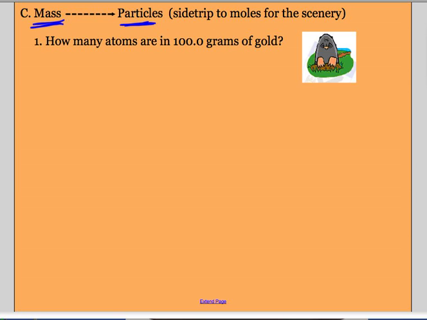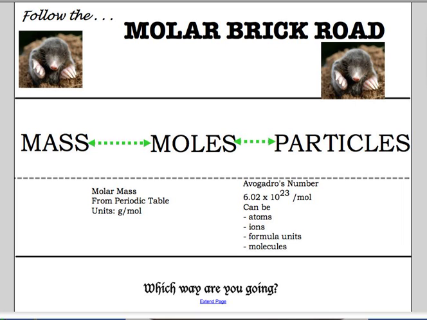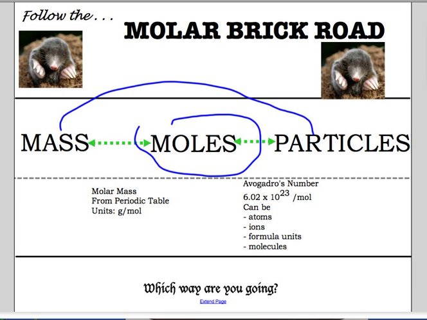So what we're going to have to do is go to moles. If you remember, I said that moles is the central thing here. There's no way to go from here to here or vice versa. There's no other road. So we have to go to moles first. Every problem in this chapter, you're going to deal with moles. So if you're not, it means you're doing something wrong.